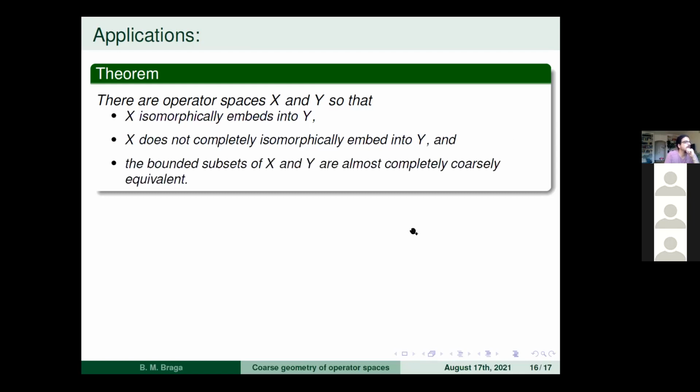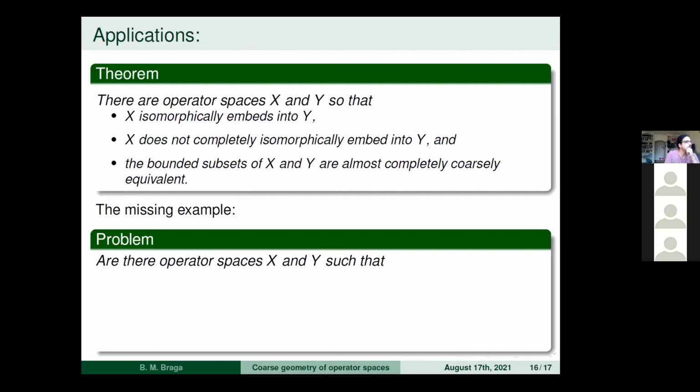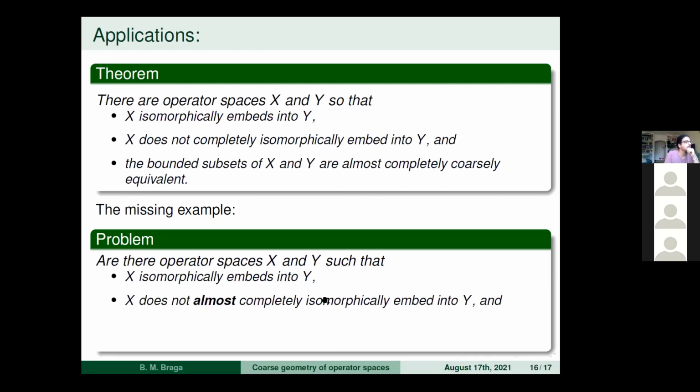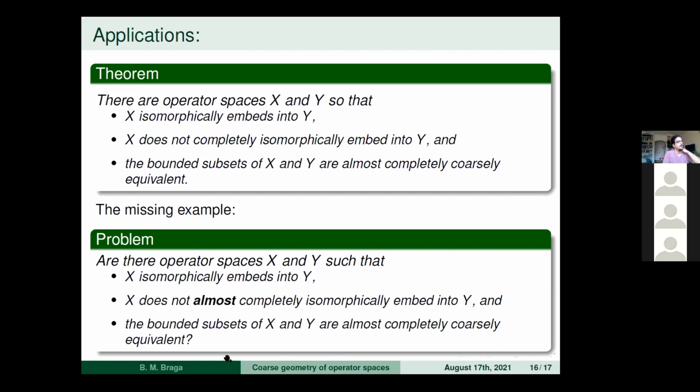And they still have equivalent bounded subsets according to this nonlinear notion. Okay, so this is still not exactly what I wanted. I would like to have a strengthening of this result, which is this missing example I'm listing here. So problem: can you find operator spaces X and Y such that X isomorphically embeds into Y, but X does not almost completely isomorphically embed into Y, but so that this is the case. And this almost word here, I couldn't do yet.